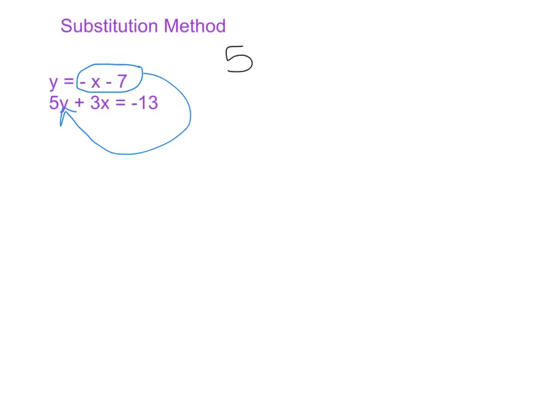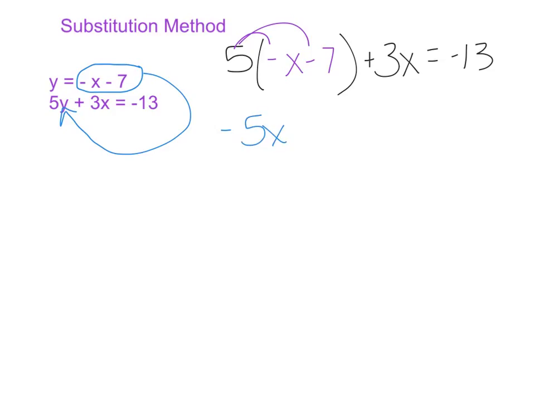in math. So we're going to rewrite that second equation, and then this time we're going to plug in negative x minus 7 in place of the y. So we're taking the y out and plugging in negative x minus 7 because they are equal to each other. We continue the plus 3x equals negative 13. So we need to distribute this 5 inside the parentheses. So we'll get negative 5x minus 35 plus 3x equals negative 13.